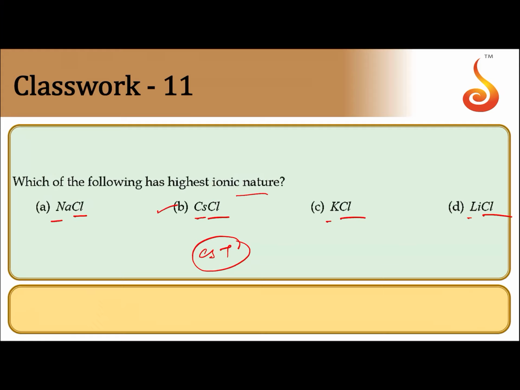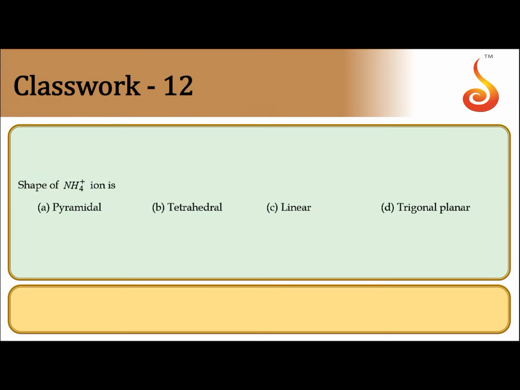So when all anions are the same, we need to see the size of the cation. A larger size cation is always going to have higher ionic character. Therefore, the option is B in this case. So CsCl is the answer.